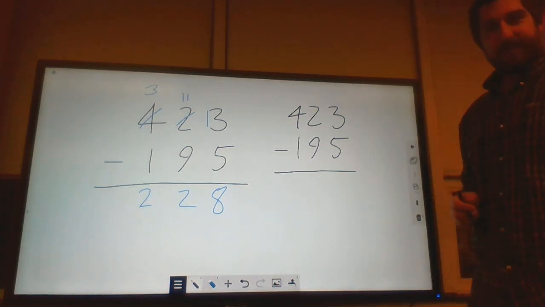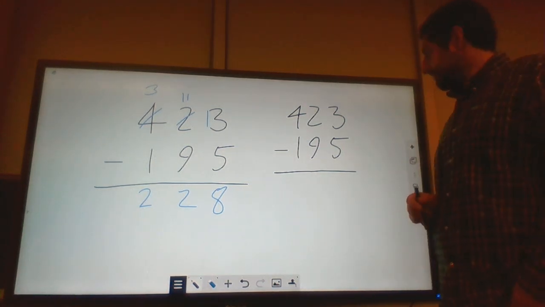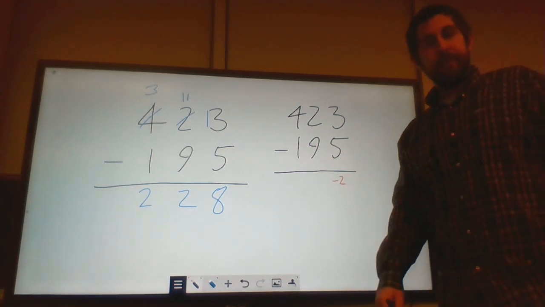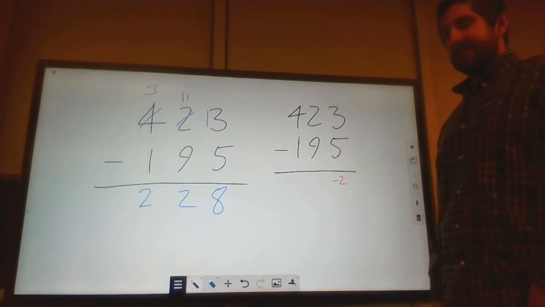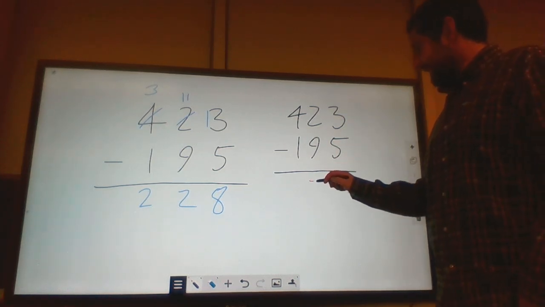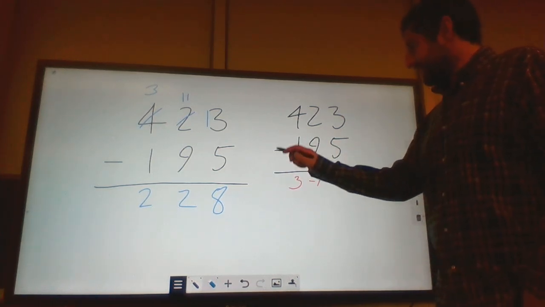And what I got was something that looked ugly. It did look ugly. 3 minus 5 is negative 2. So, pot calling the kettle black. Here I am squeezing a negative sign into a place value. 2 minus 9, well, that's negative 7. And then 4 minus 1 is 3.